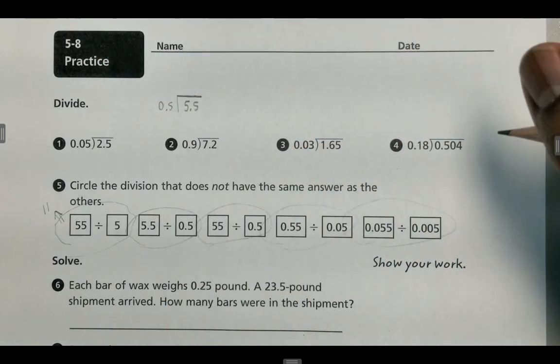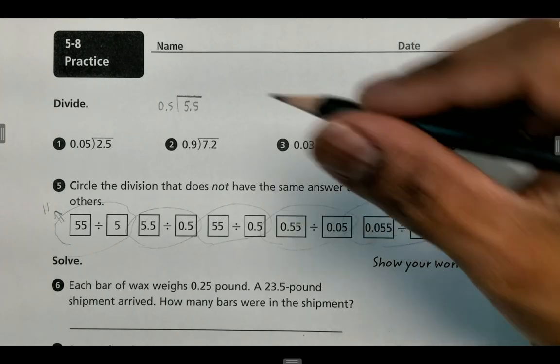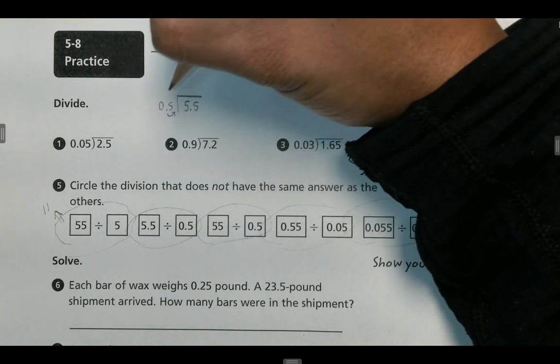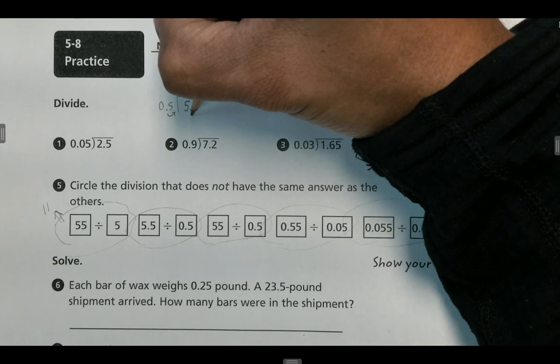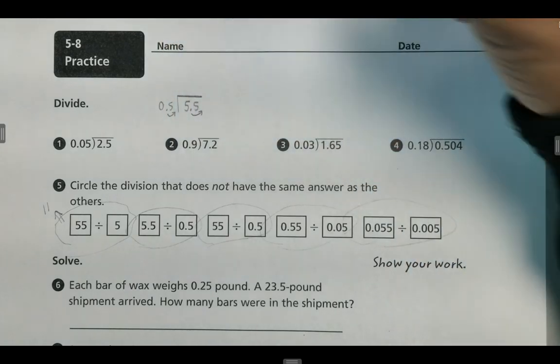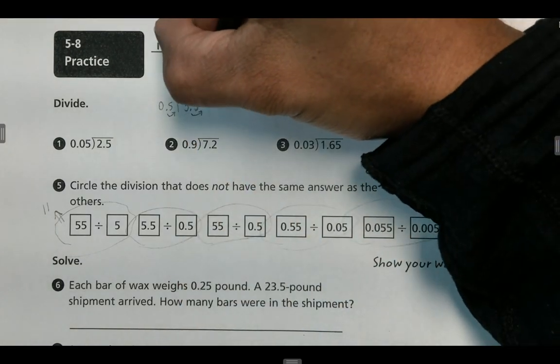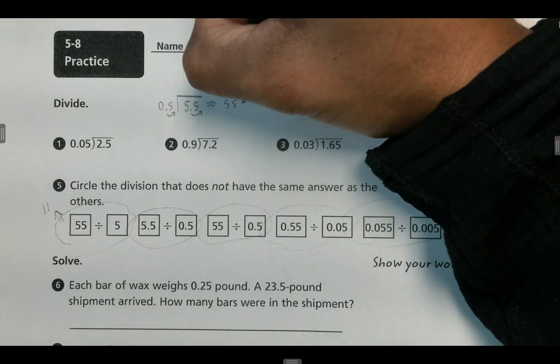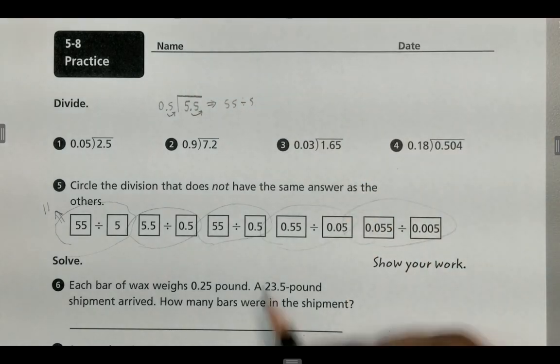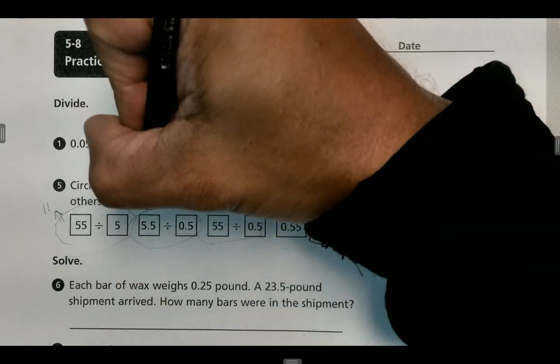How many places do we need to push a decimal point to clear it out from the divisor? One push makes the divisor 5. And do the same to the dividend. One push makes this 55. So this expression actually becomes 55 divided by 5, doesn't it? Which we know is 11. So far these first two match.